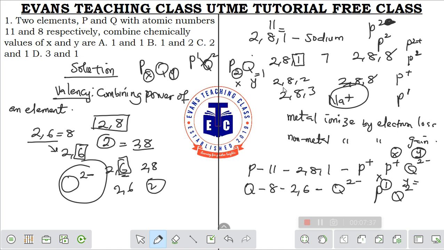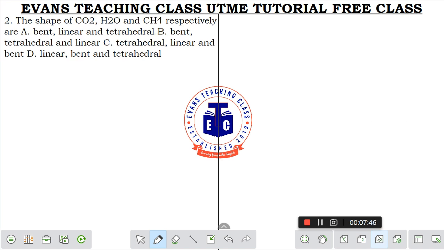So that's how to do it. Don't be confused whenever you see questions like that again. So let's go to the next question now. The next question is actually on shape: the shape of carbon(IV) oxide, water and methane. You know methane is CH4.